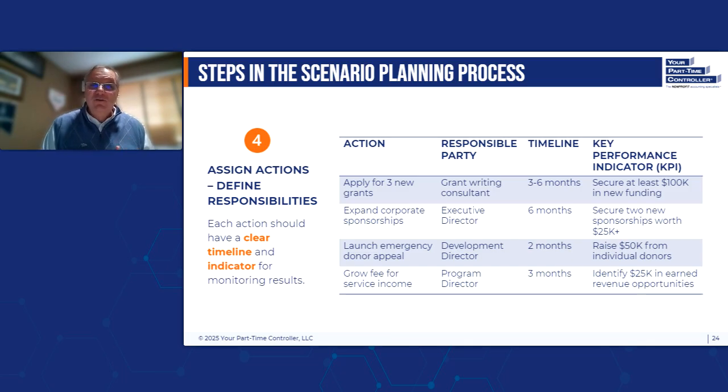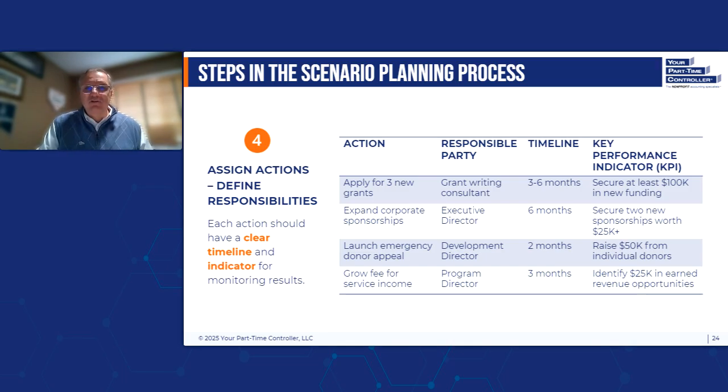So here we're saying, we want you to go and apply for 3 new grants in the next 3 to 6 months, and we want you to secure at least $100,000 in new funding. Or the executive director, in the next 6 months, we want you to go and secure 2 new sponsorships of $25,000 or more each. That will help you achieve your plan. You're assigning responsibilities, they're specific, they're targeted, and that's going to help you be more successful in trying to reach that optimistic scenario. So that is kind of where we're at in terms of the responsibility side of things.